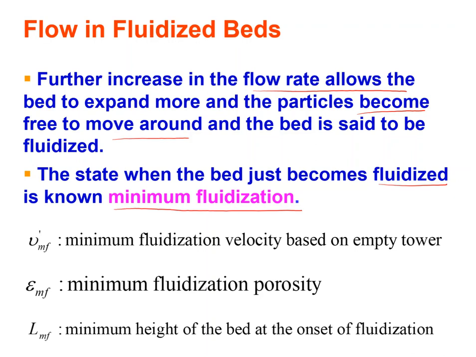This is important. All of the calculations that we are going to do at the end are to determine when the bed will reach this situation of minimum fluidization. We want to know, for example, V prime MF, which is the minimum fluidization velocity based on the empty tower. You remember from the previous lectures about packed beds, V prime was the superficial velocity of the packed bed, but now I put MF. I'm talking about the superficial velocity at minimum fluidization.